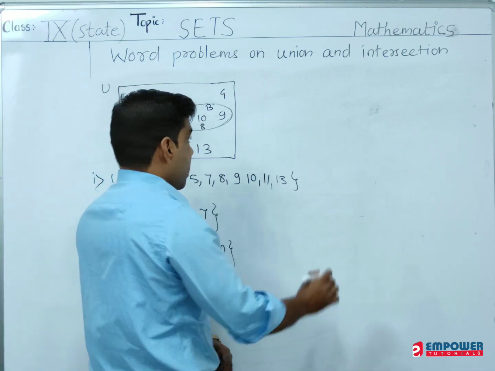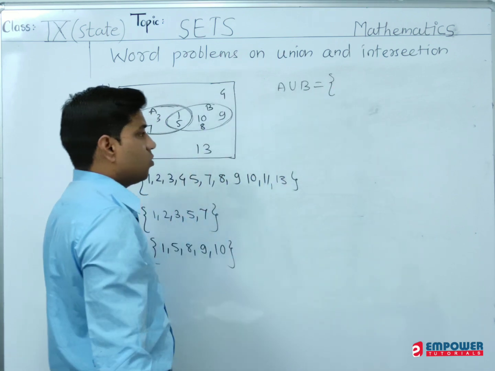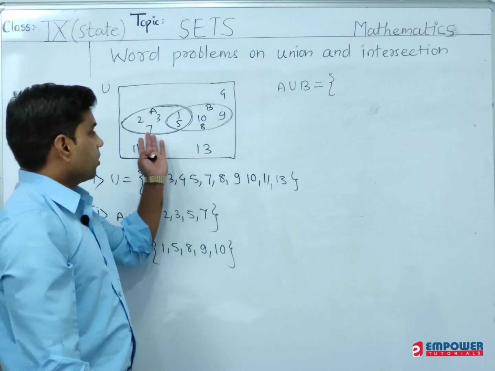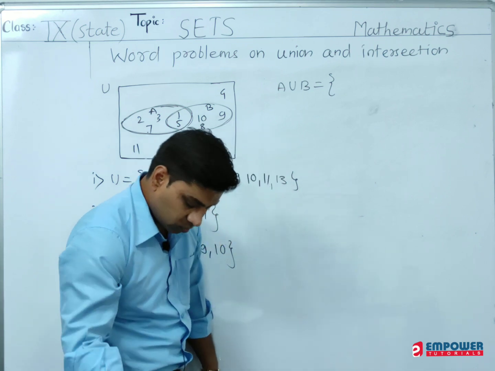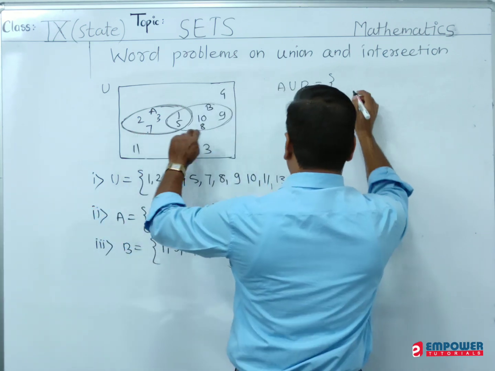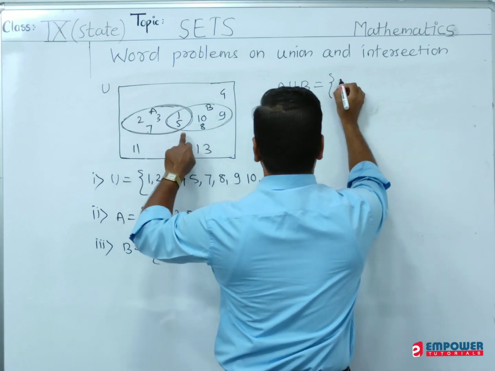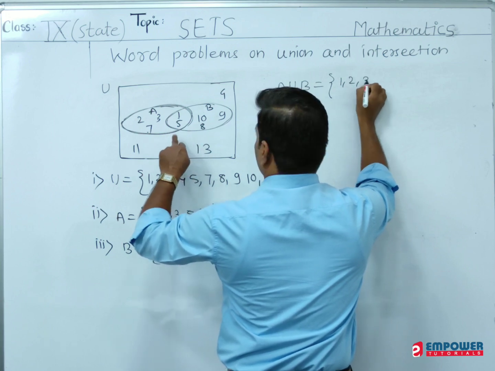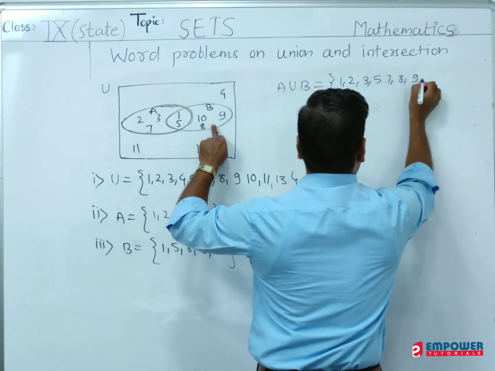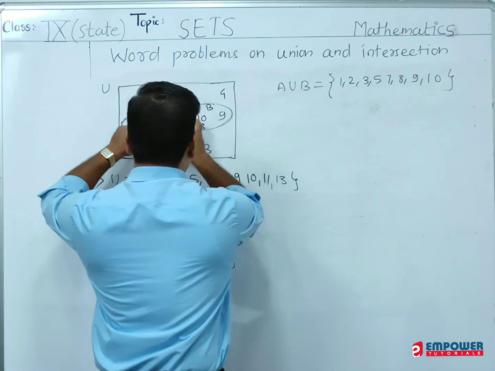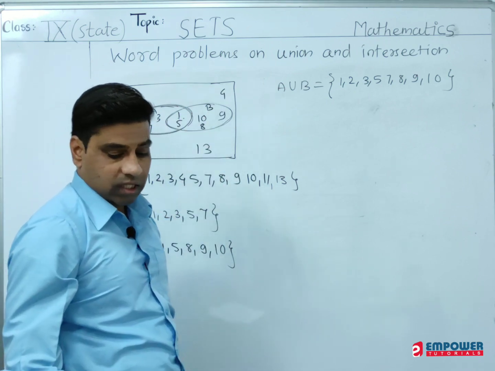Next question, it is asked A union B. You know what is meant by A union B? A union B means we have to write all the elements from set A or set B combined. So we are taking all elements. So it is 1, 2, 3, 5, 7, 8, 9 and 10. All the elements from A and B, common as well as separate elements. All elements are there, A union B.